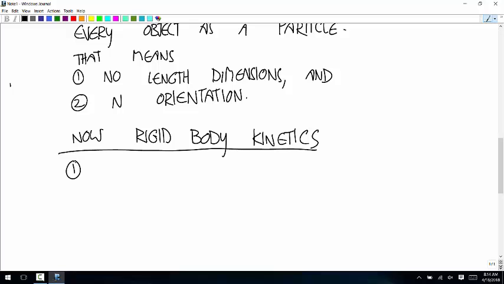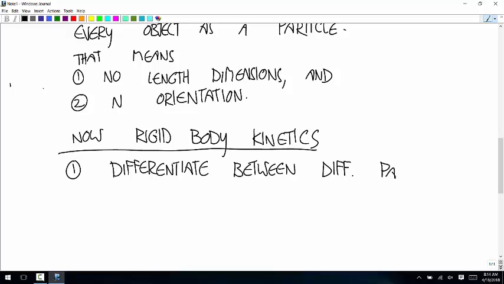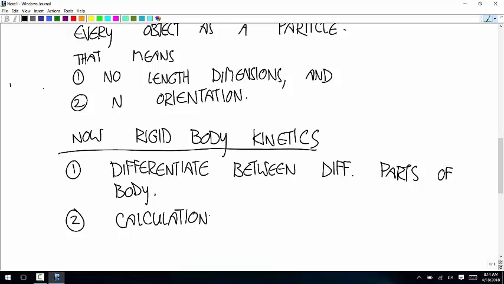So now we are going to be able to differentiate between different parts of a body. And now we are going to be dealing with orientation. So the calculations involve orientation.